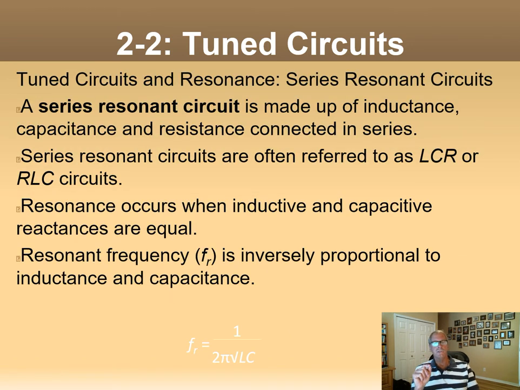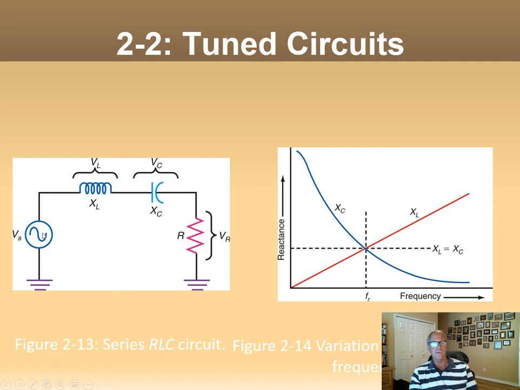So a series resonant circuit is an inductor and a capacitor in series. This is the formula for it, 1 over 2 pi square root of LC. All right, so here's a schematic. Here's the L, there's the C, there's a resistor. I believe we do this in our lab, series RLC circuit.